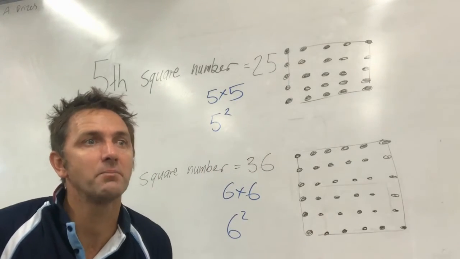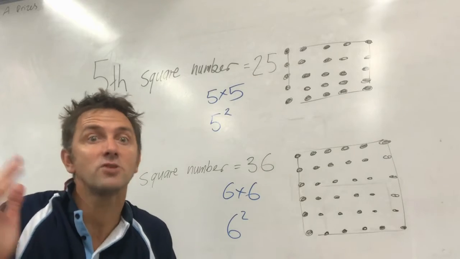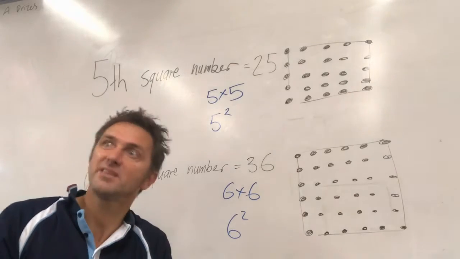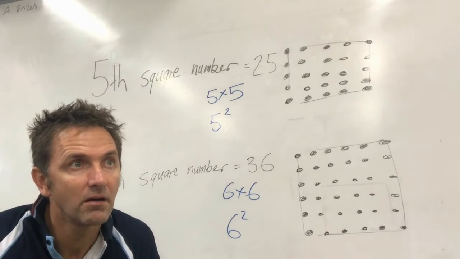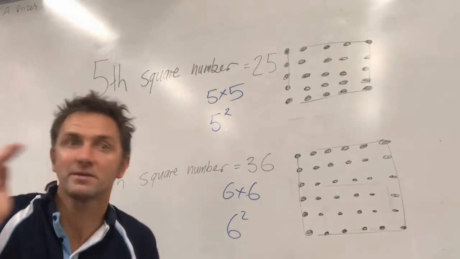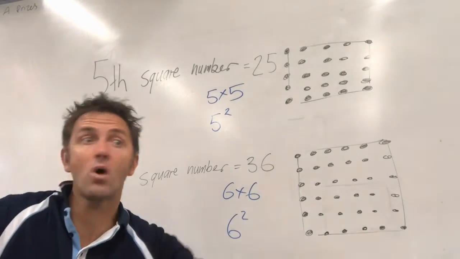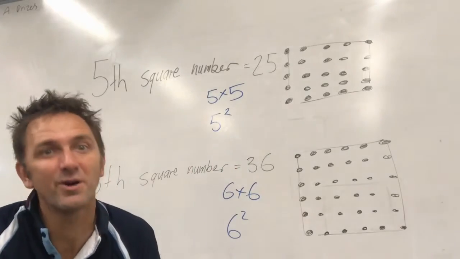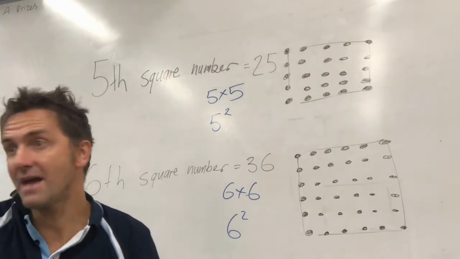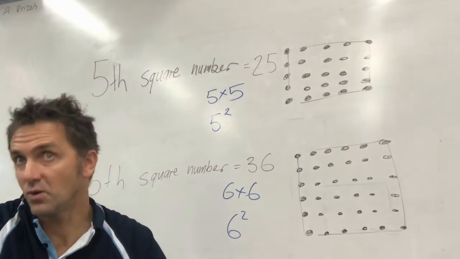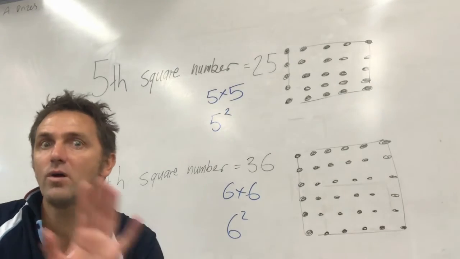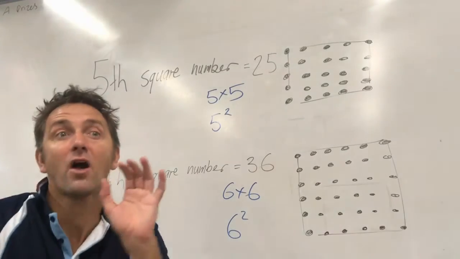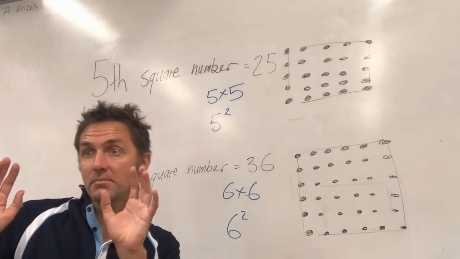The 10th square number is 10 times 10, which is 100. The 11th square number is 121, because 11 times 11 is 121. And the 12th square number is 144, because 12 times 12 is 144. They go on forever. 13 times 13, 14 times 14. We'll stop there, because I think you've got an idea of what square numbers are.